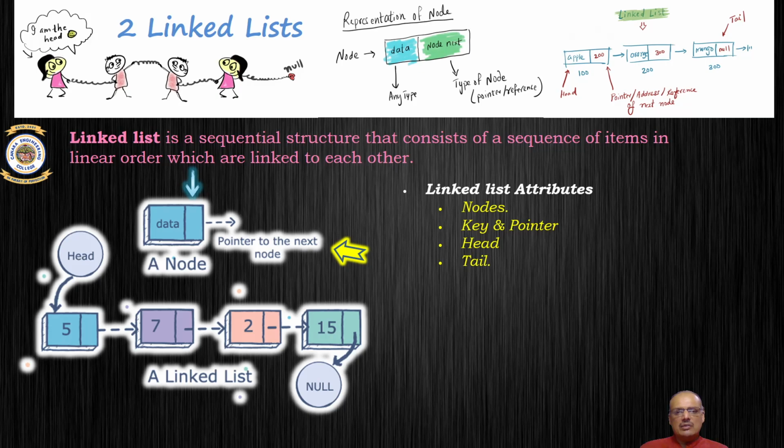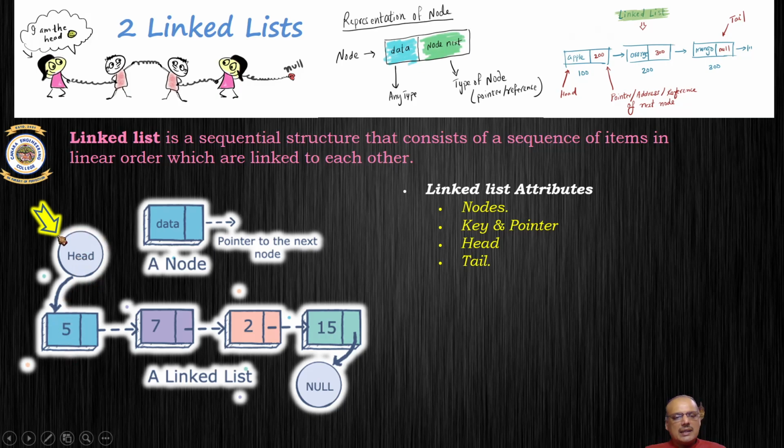Okay, so that is how the nodes get interlinked to each other. So that is all about the node. Then the next one is the head. The address or the pointer which holds the address of the first node is called the head.